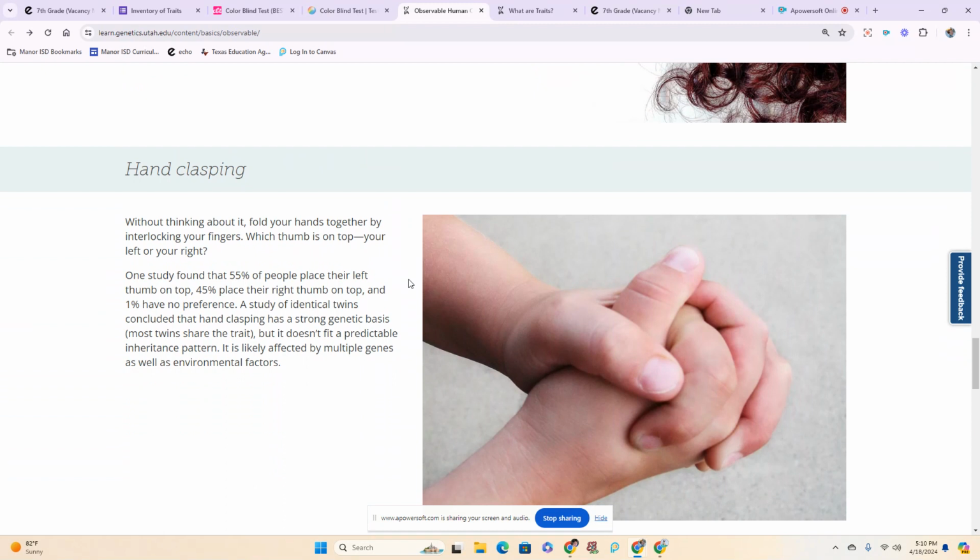Okay, this one's pretty cool. Hand clasping. Without thinking about it, fold your hands together by interlocking your fingers. Which thumb is on top? Your left or your right?